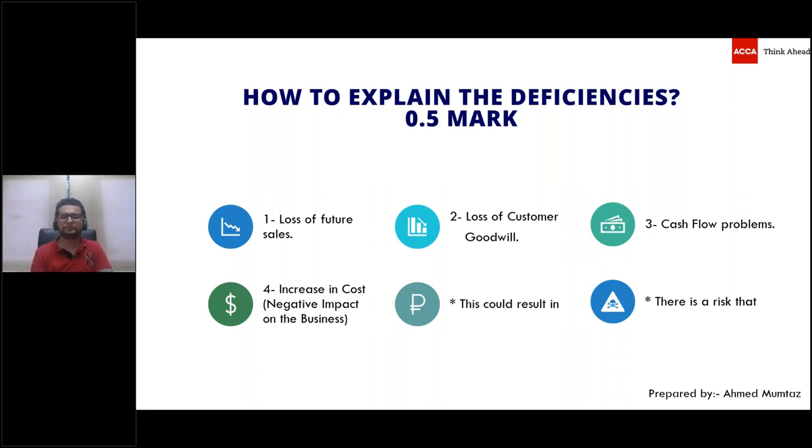Is this clear? How to identify the deficiency and how to explain the deficiency. Are you clear with the first 2 exam requirements? Can I have confirmation on that before I move on to the third?